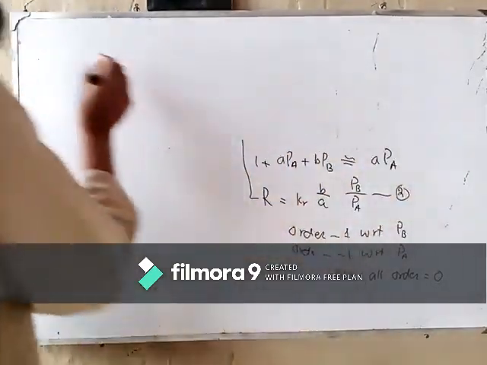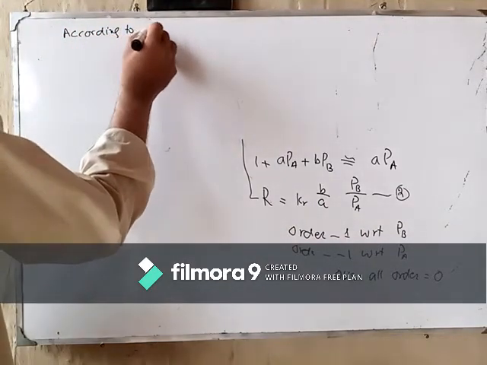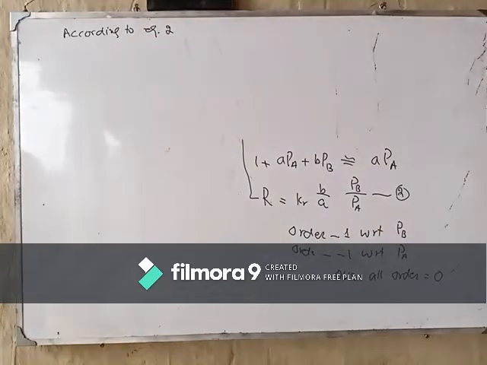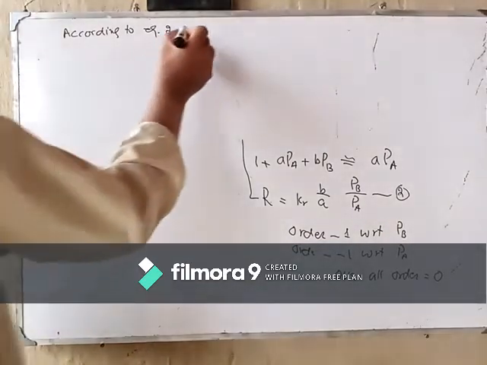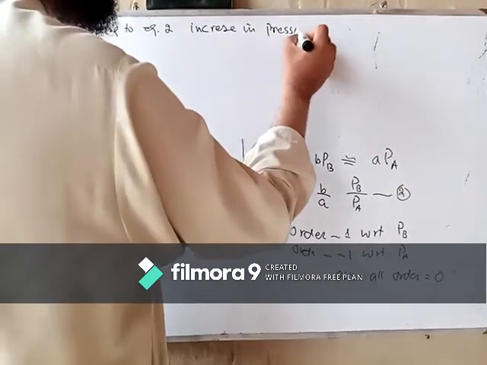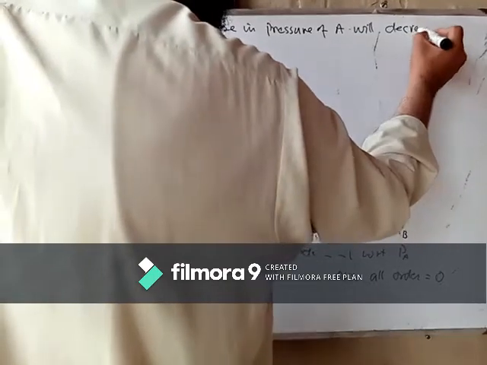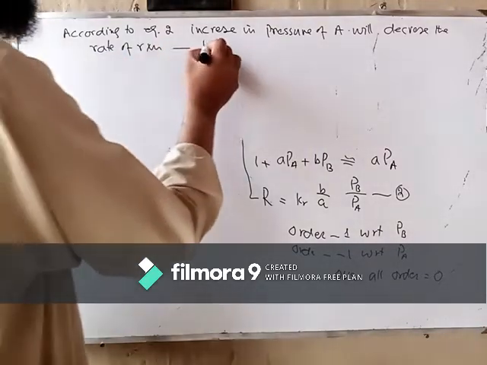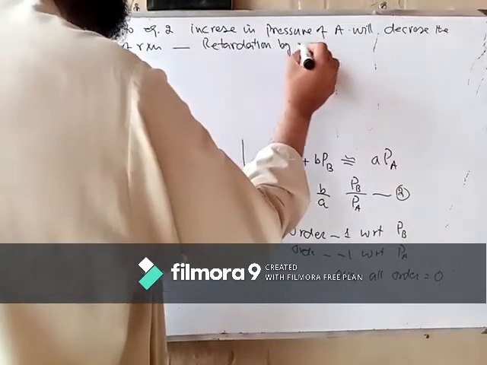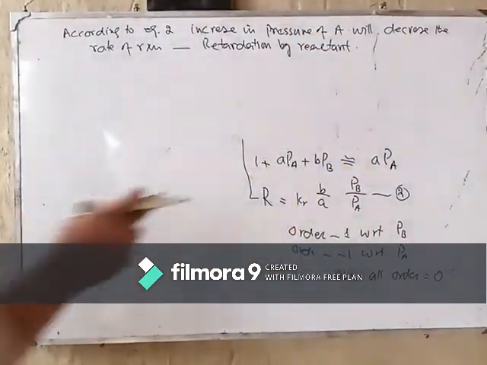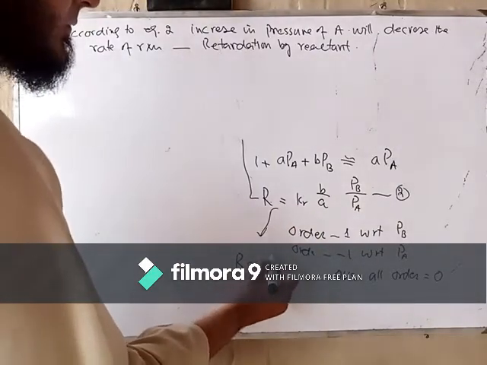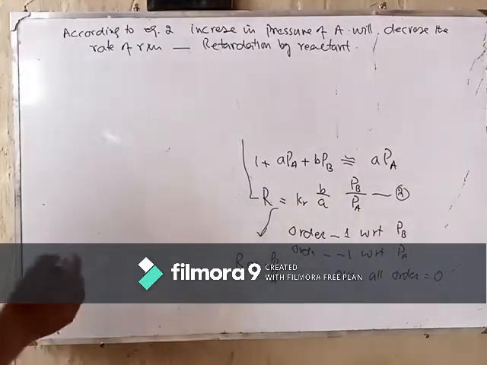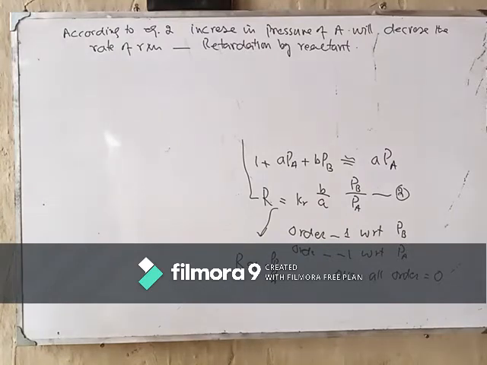According to equation number 2, increase in pressure of A will decrease the rate of reaction. So this effect is called retardation by reactant. As rate is proportional to P_B and 1 over P_A, rate is inversely proportional to P_A. So increase in pressure of A will decrease the rate of reaction. So this is called retardation by the reactant.